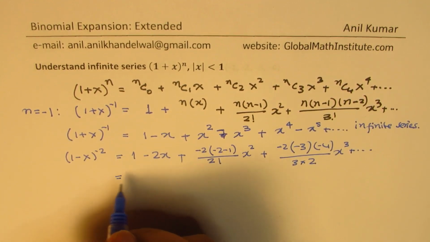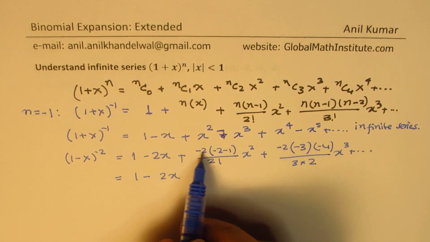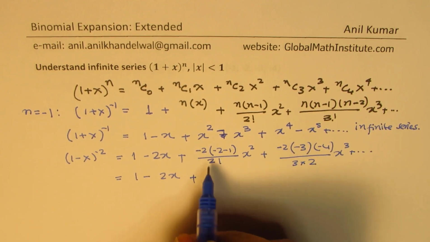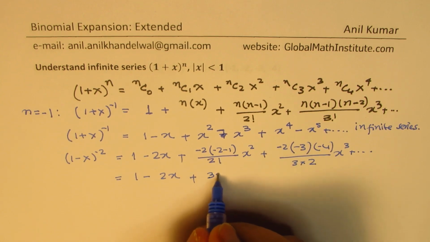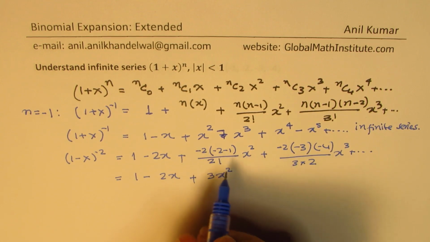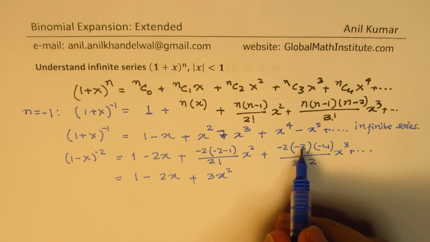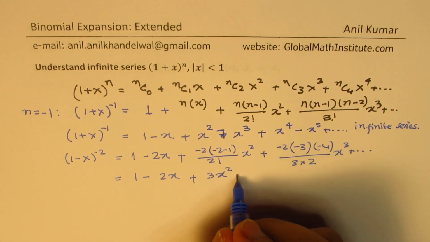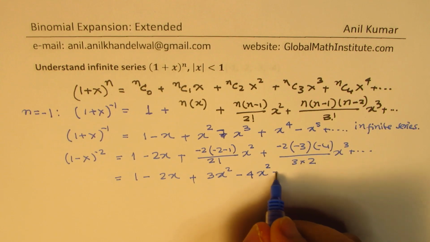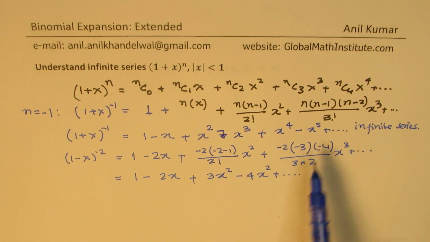So if you see this, what you really get is 1 minus 2x, and here we have 2 negatives, which makes it positive, and 3 times 2 is 6, and what you get here is 3x squared, right? So this 2 cancels, and we're left with plus 3x squared. Now here, 3 times 2 cancels, and we're left with negative 4x cubed, right? Plus so on. So this series is again not becoming 0. It is an infinite series. Do you see that part?